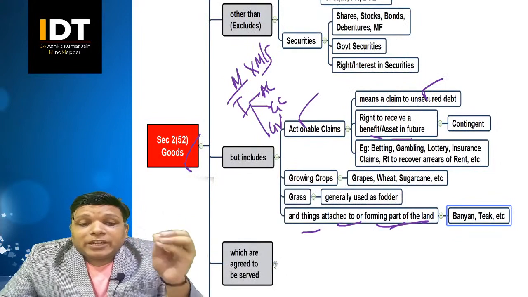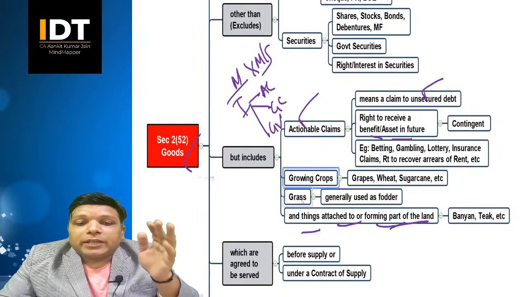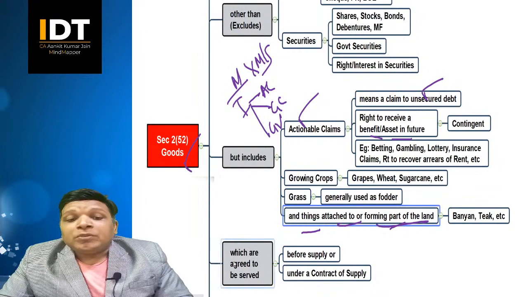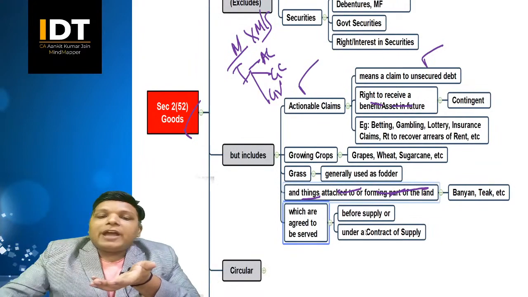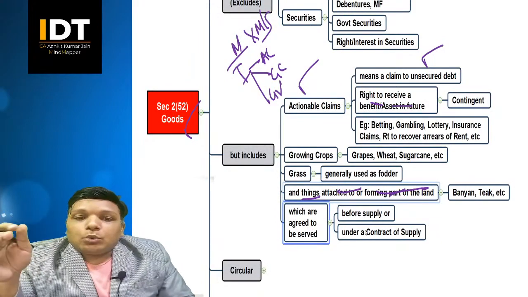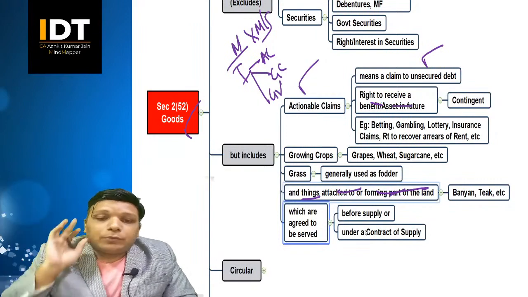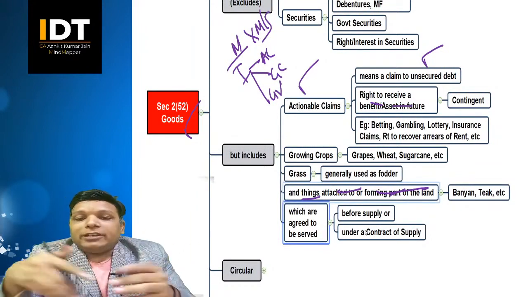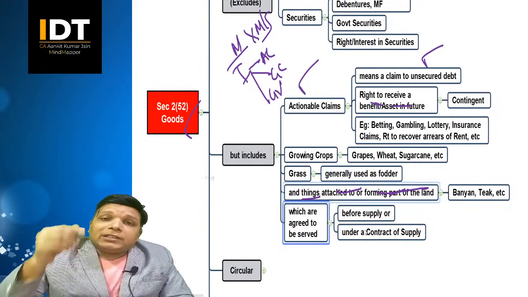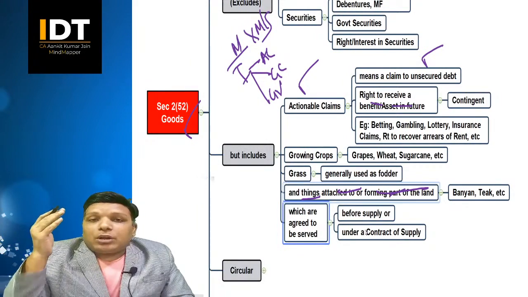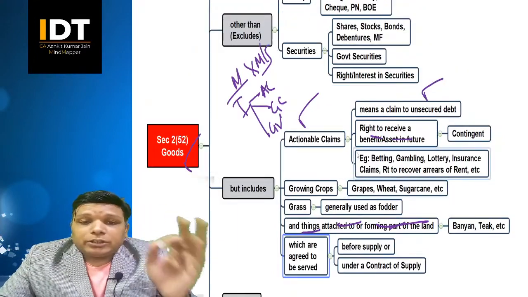Now, which are agreed to be severed before supply or under a contract of supply. Correct? This grass, growing crops, or things attached to or forming part of the land, what are these? Agreed to be severed, right? These are agreed to be severed, meaning agreed to be cut before supply or under a contract of supply. Correct? When will I cut the crops? Either I will cut before supply, or I have made a contract that whatever fruits will be in it are yours. Correct? That means growing crops, grass and anything attached to or forming part of the land, what does it mean? This crop that will grow, this grass that will grow, right? This grass I am going to cut. Severed means cut. I am going to cut and give it. That means this cutting can be before the supply or under a contract of supply also, right? So this is what is included in the definition of goods.